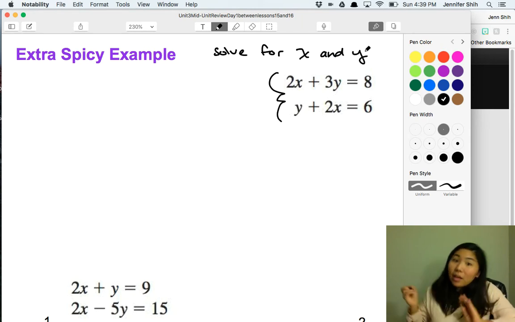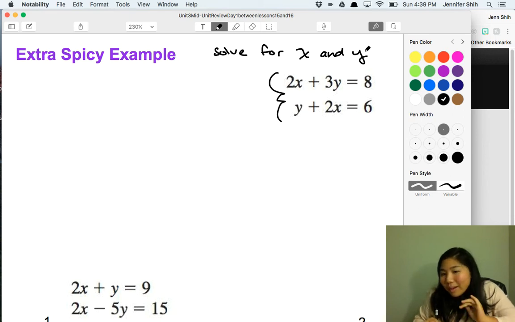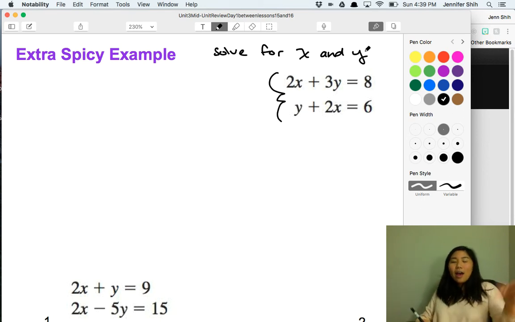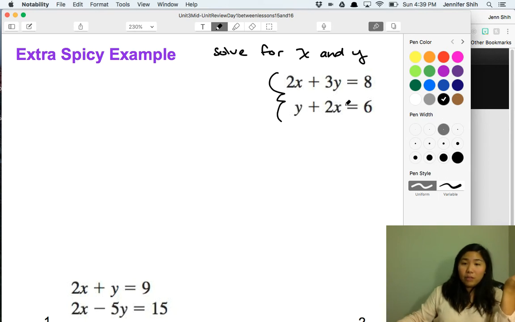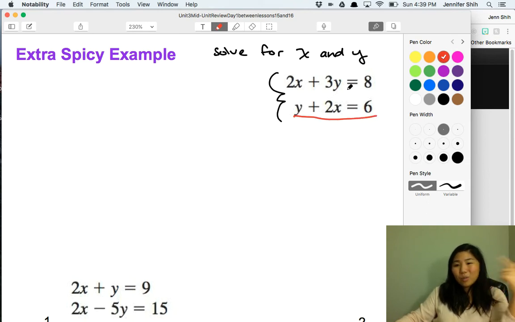Okay, now that we're solving for x and y, here's the thing. In the other examples, in the more mild and spicy examples, I already had y solved or x solved. But in this case, we're going to have to do another step before we even start solving. So what I'm going to do is I'm going to take any equation, say this one. What I'm going to do is I'm going to solve for y because then we're going to use substitution to plug it in for this y.